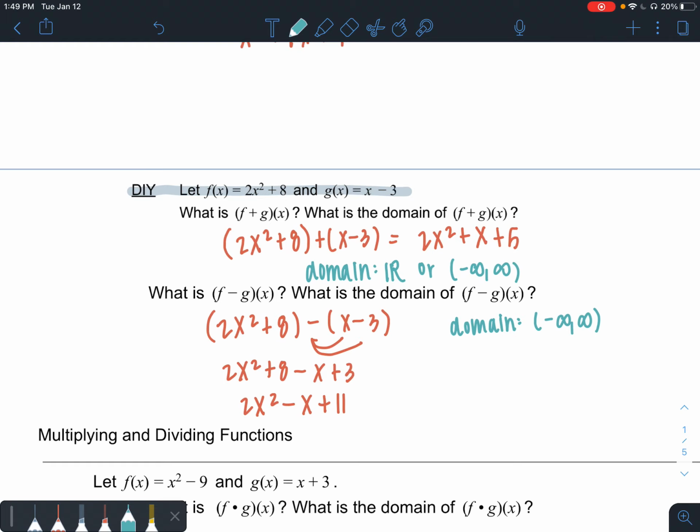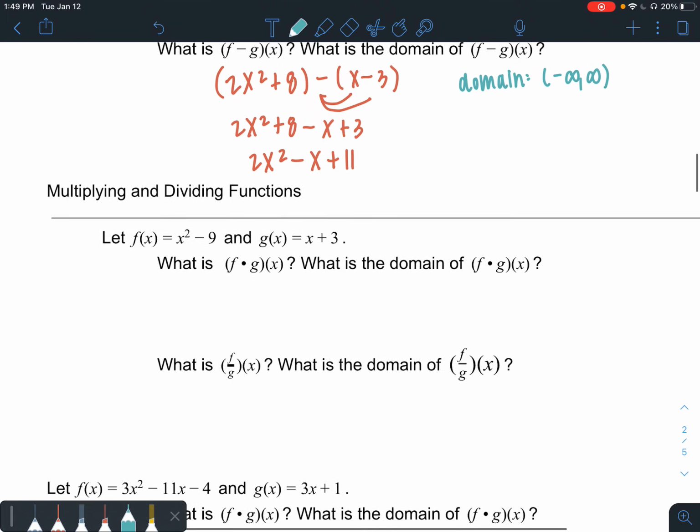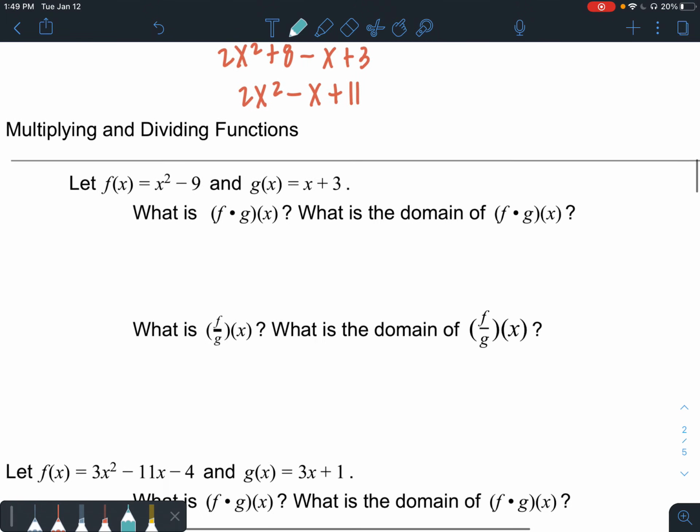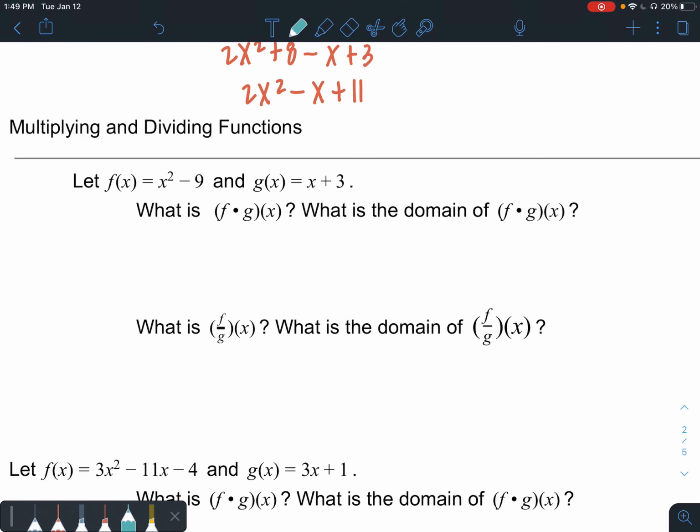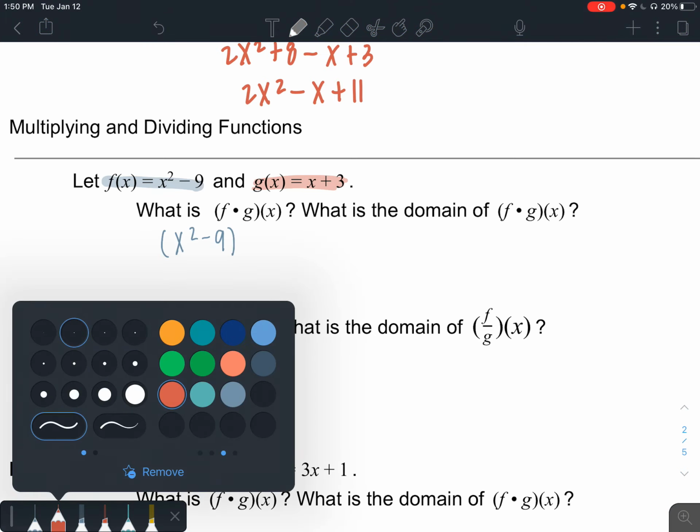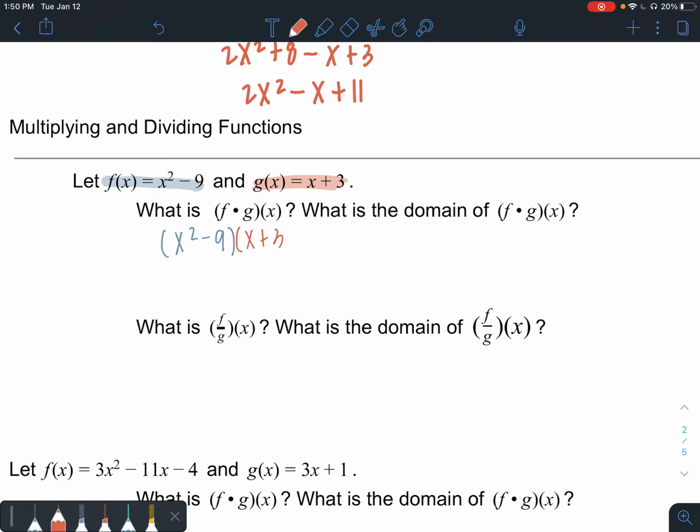Okay, let's go on to multiplying and dividing functions. So it's the same thing, we're just multiplying together. So for f of x times g of x, I'm going to put f of x in this light blue and g of x in this pink. So I'm going to take f of x, so x squared minus 9, times g of x, which is x plus 3. That'll give me my answer.